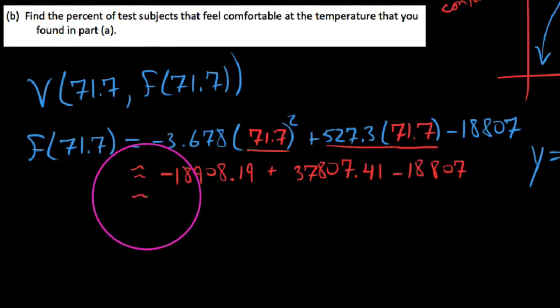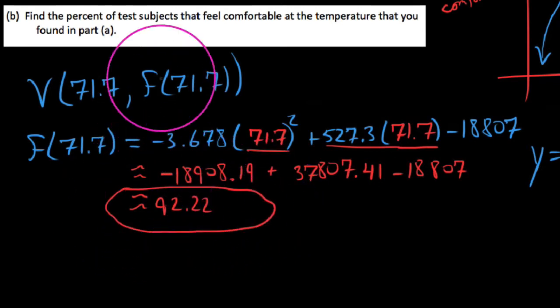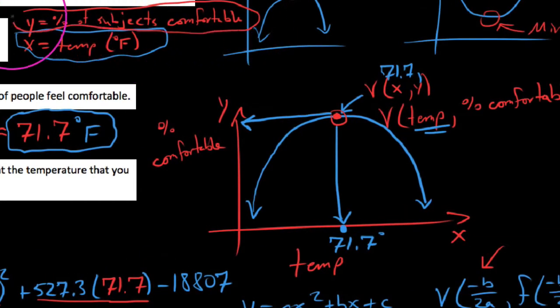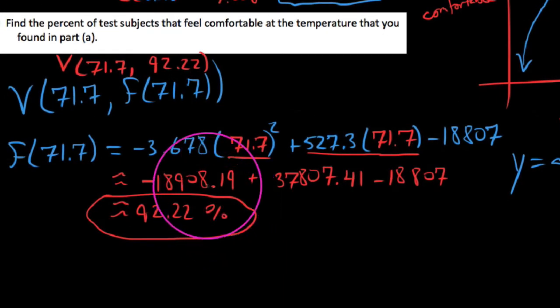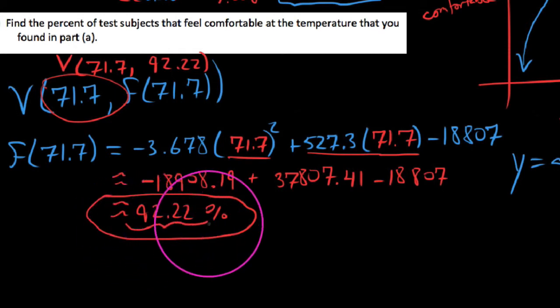So we'd say this is approximately 92.22. Now I want to interpret this because this is the y value of our vertex. We say the vertex V is at 71.7 degrees and 92.22. In the first instance we said the y value was the percentage of people who are comfortable at a given x value. Well, this means the percentage of people comfortable at this given temperature is 92.22%. So just by finding the vertex, we were able to find the temperature at which most people felt comfortable and the percentage of people who felt comfortable at that temperature.